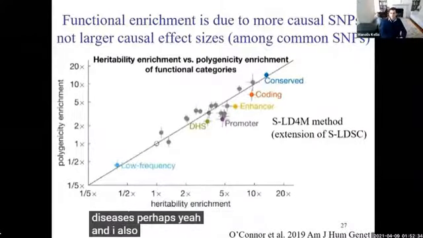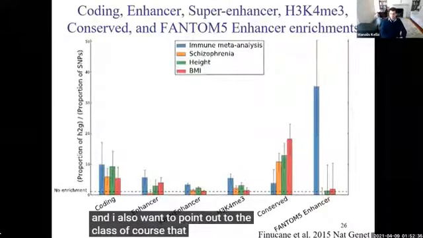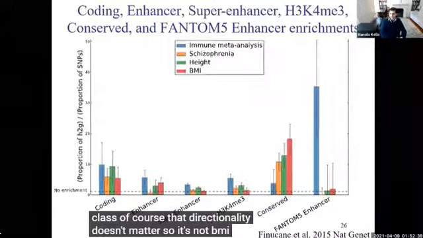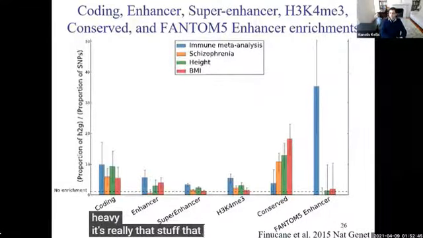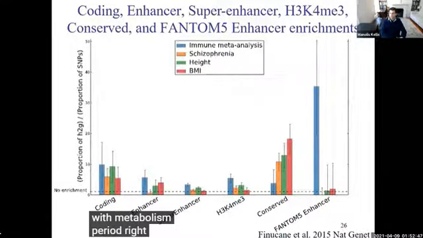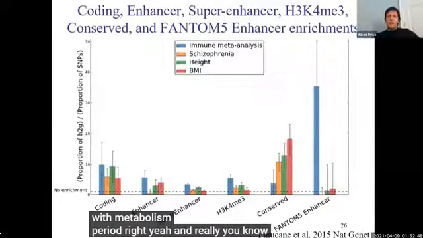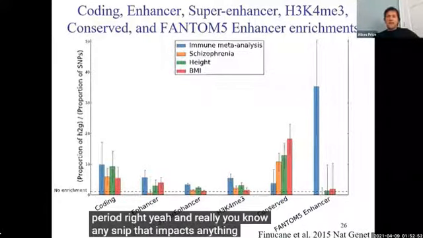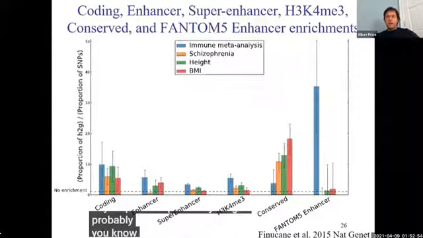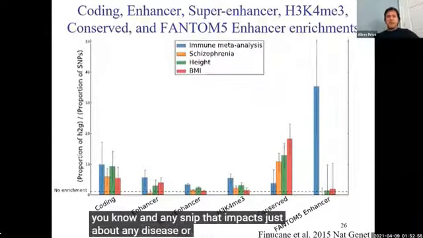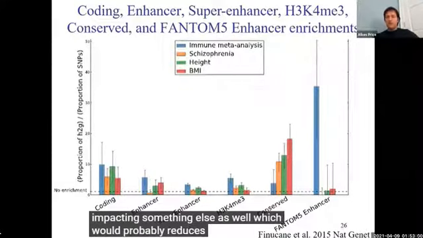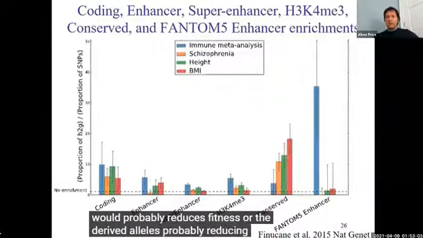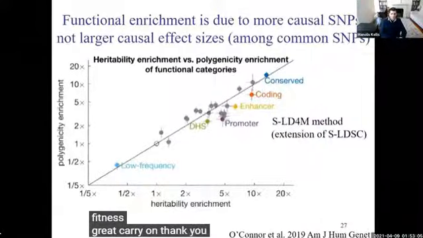Yeah. And I also want to point out to the class, of course, that directionality doesn't matter. So it's not BMI per se for either super thin or super heavy. It's really that stuff that has to do with metabolism, period, right? Yeah, and really, any SNP that impacts just about any disease or complex trait is probably impacting something else as well, which probably reduces fitness, or the derived allele is probably reducing fitness. Great, carry on, thank you.